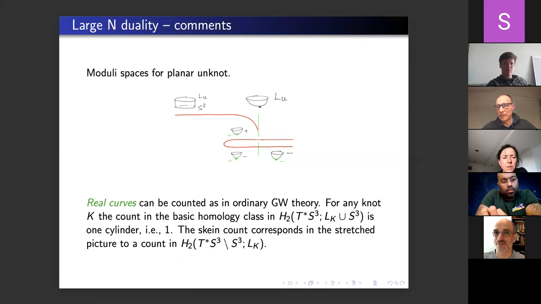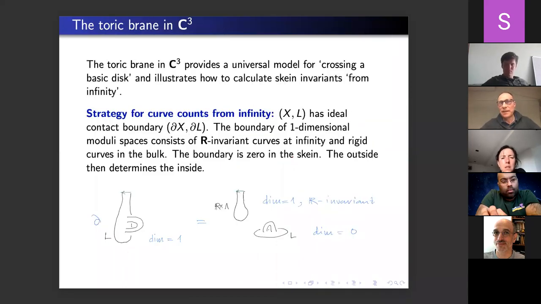Do you get some new insight into what Skein relations are for multi-covered curves, for higher representations? Do you get a new perspective on this? Yeah, I'm actually heading there. I'll get to this in a second, and the way that I'll get to it is the following.